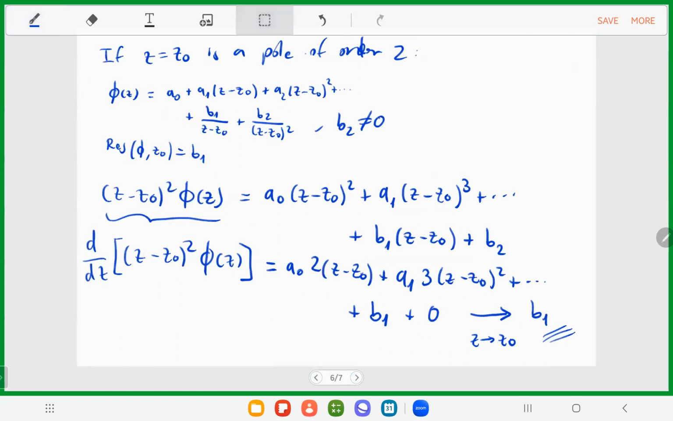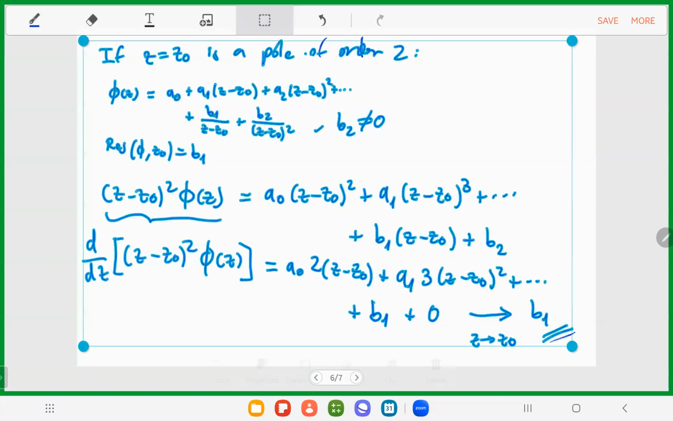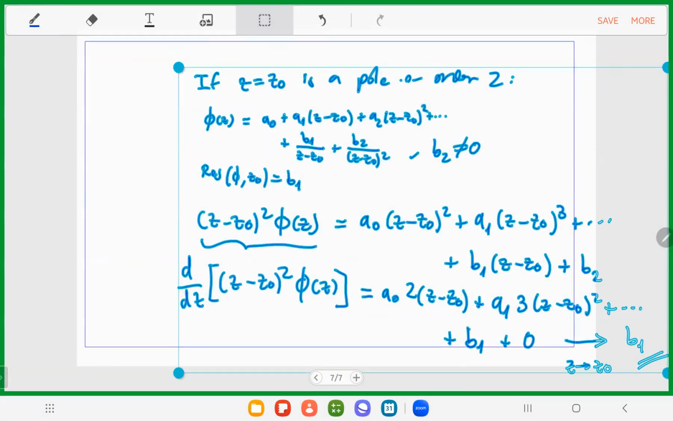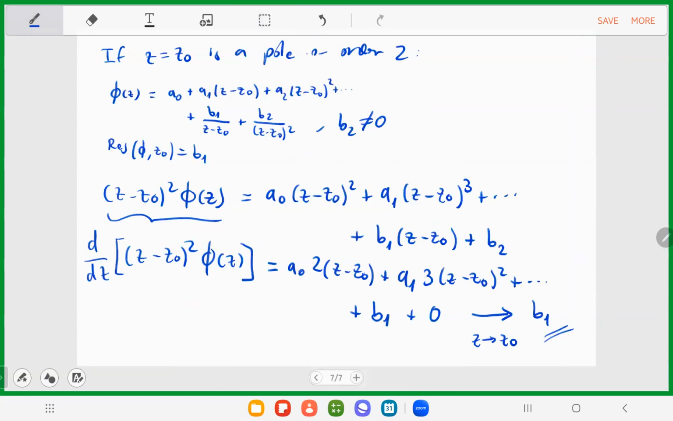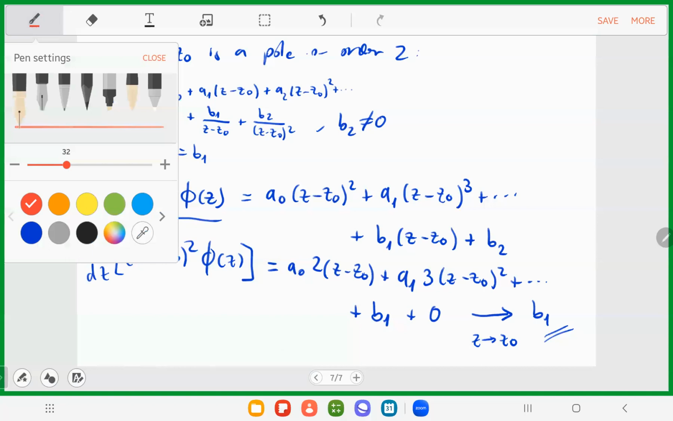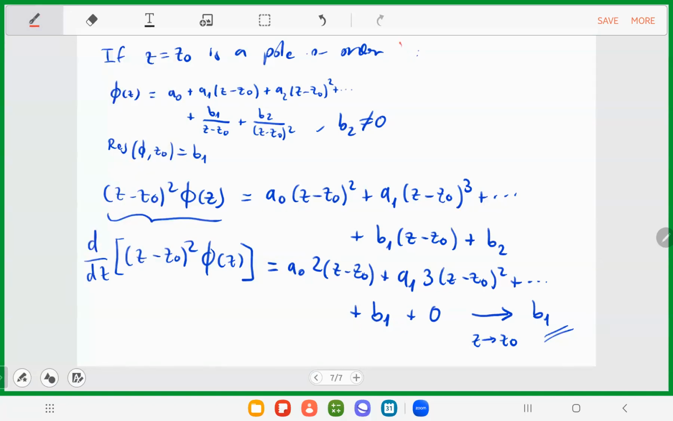Now, since I can copy paste, maybe let's do it again for order 3. But you can see how it's going to be. You can see where this is going, right? So for example, now if I have a pole of order 3, then I will have another term here, B3 divided by (z minus z0) cubed. B2 can be anything, but B3 is not 0.